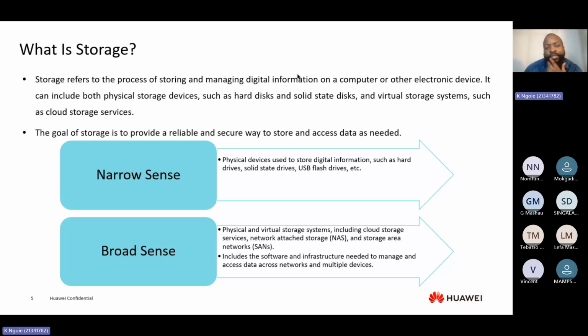And then we can have some storages when we talk about a narrow sense or a broad sense. In a narrow sense, what we call storage is just physical devices which we use to store digital information, right? So these are hard drives. But in a broad sense, we talk about physical and virtual storage systems, including cloud storage.